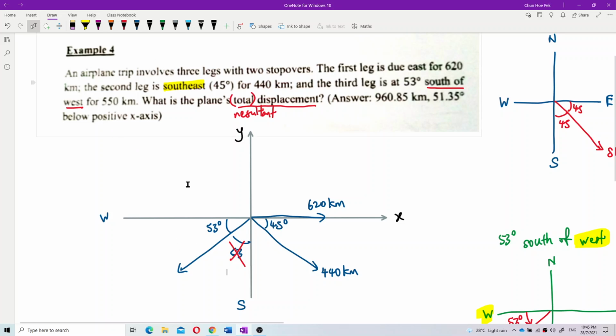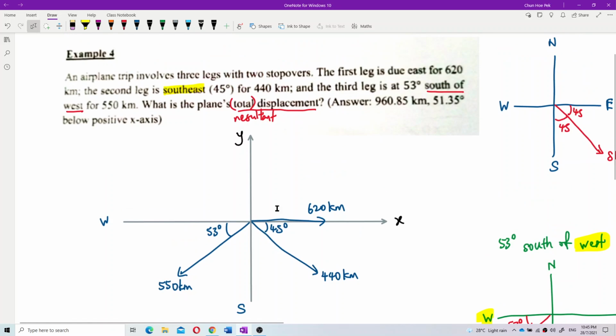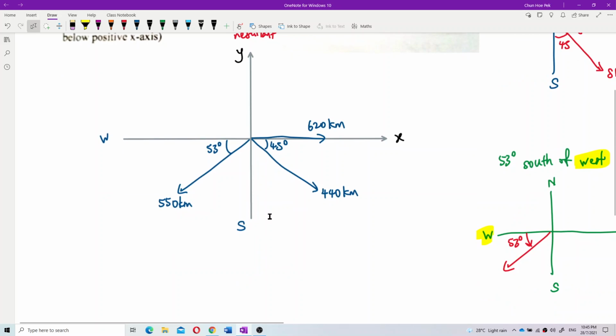So 550 kilometers. So let's draw out 550 kilometers. Okay, so how to continue from here? To find the resultant, you have to resolve one by one. You have to resolve everything into x and y components. So you have to resolve this one, this one, this one, this one.